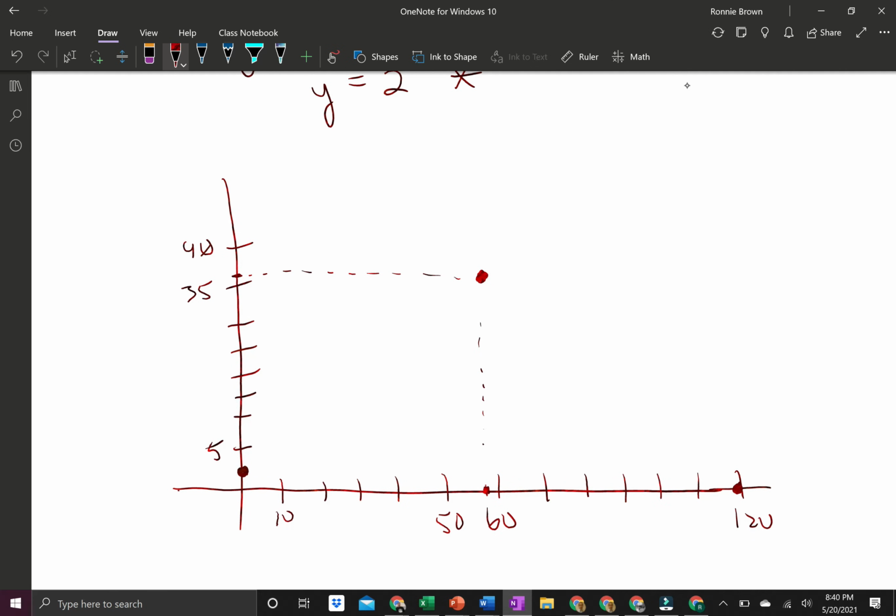So it looks something like this. It's a parabola, it's the vertex, and then it comes back down like that. So that's the shape or trajectory of the soccer ball that is kicked. So that was solving a word problem that had a quadratic equation or a quadratic function within it.